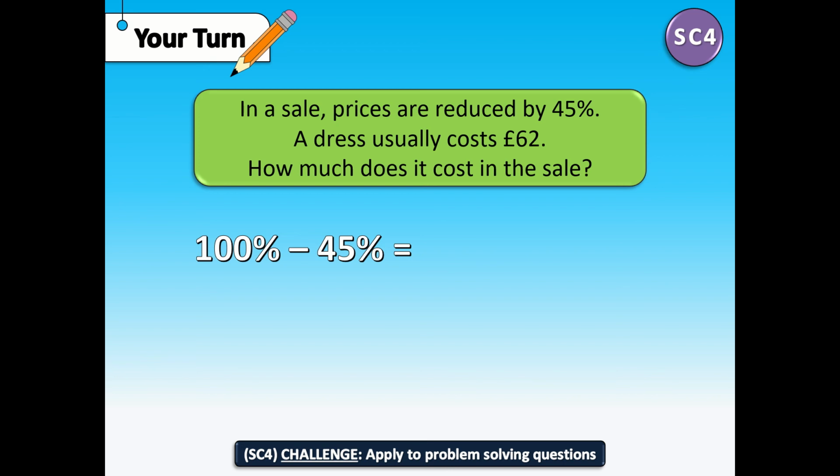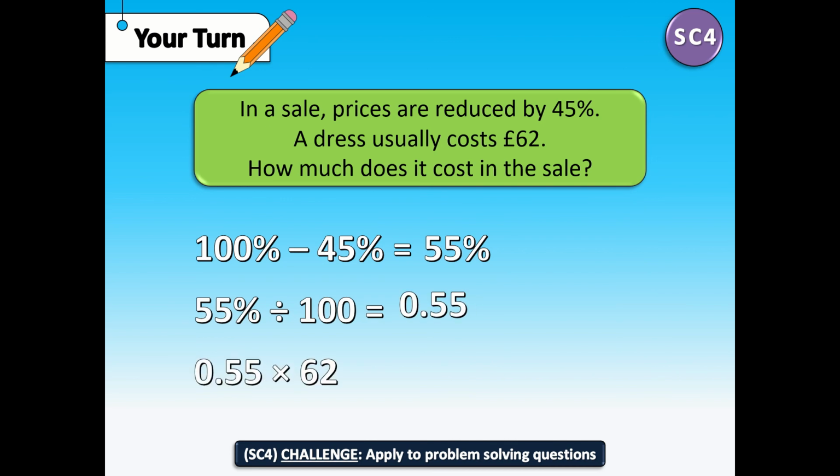So it's reduced by 45%, so that means we take off 45%, so we're finding 55%, which means the multiplier is 0.55. So we do £62 times 0.55, which is £34.10. So in the sale, the dress will cost £34.10.